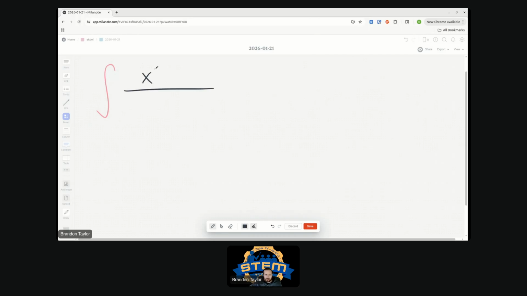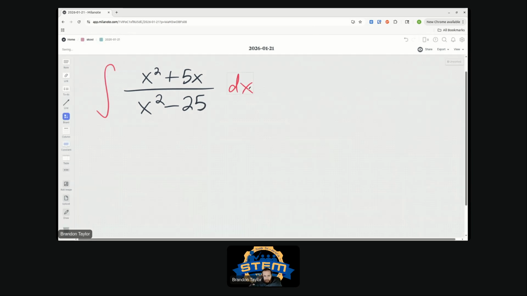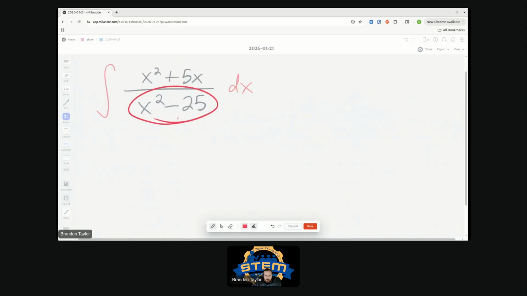So if we have x squared plus 5x, I'll just make that up, and then we have x squared minus 25. In its current form, we've talked about u substitution, we've talked about integration by parts. Neither of those would really work here, right? Because if you tried u sub, the only choice of u would be the entire denominator. So you would need a 2x in the numerator, or something proportional to that. 5x would work, but the x squared plus part does not work.